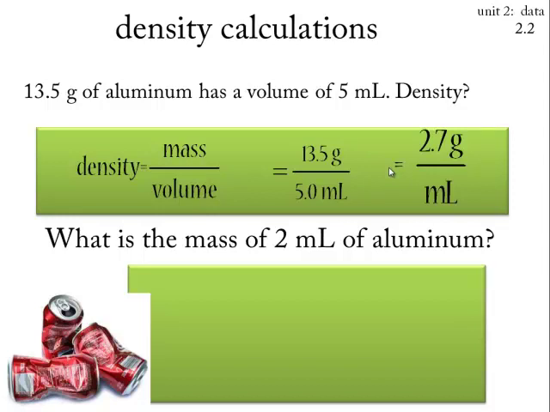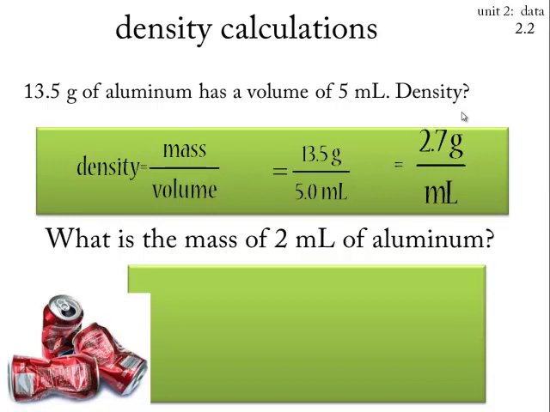That's an intensive property. That's the density of aluminum, regardless of how much you have of it. Okay, knowing that, what would be the mass of 2 milliliters of aluminum? To solve that, use this density. You're going to have to rearrange. Density equals mass over volume. So what's mass? Is it volume over density?